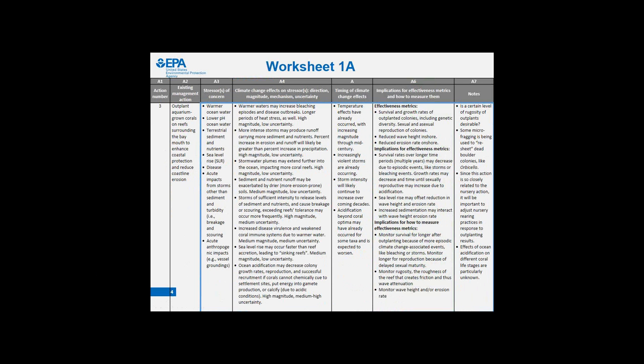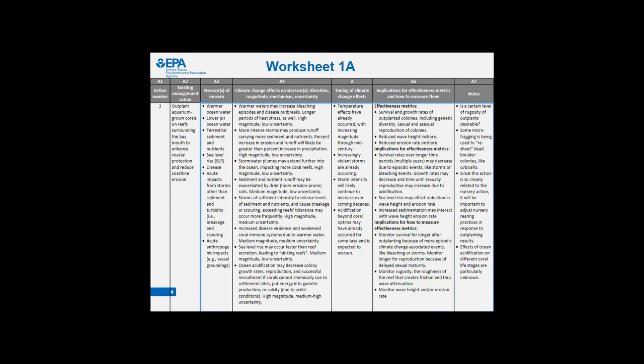So again, you've got Worksheet 1A. The action here, number 3, is outplanting aquarium-grown corals on reefs surrounding the mouth of the bay to enhance coastal protection and reduce coastal erosion. The reef restoration work that my group and others are involved in here is not explicitly focused on dealing with erosion and that sort of a goal at this point, but it is something that we're beginning to explore. So it was really great to work through this.